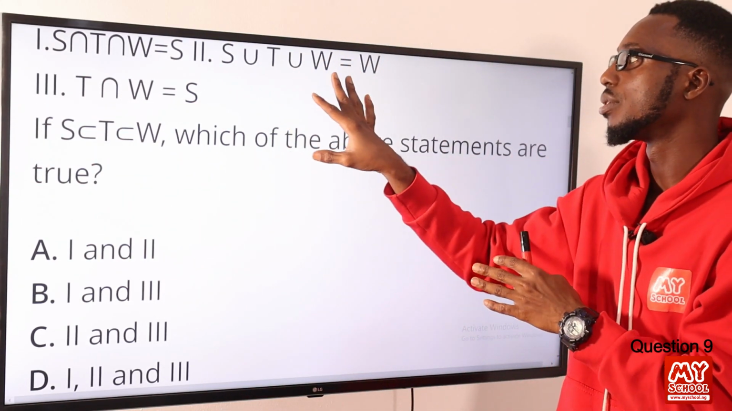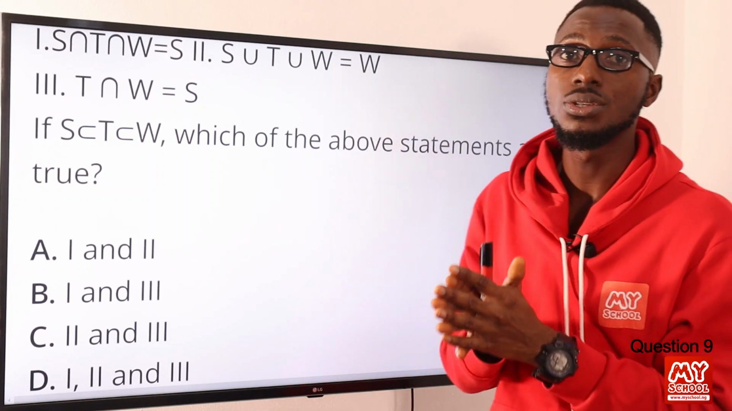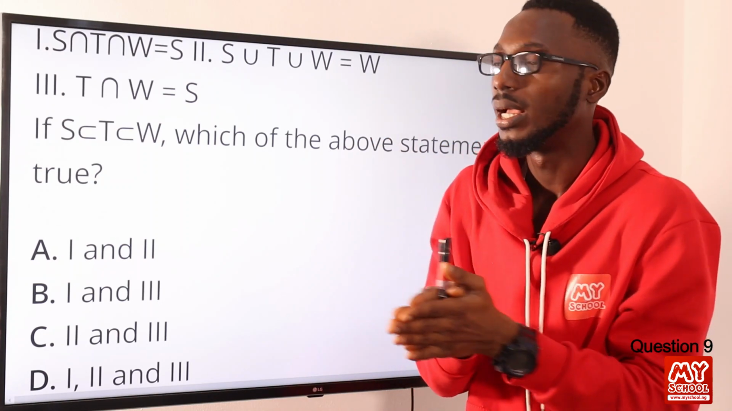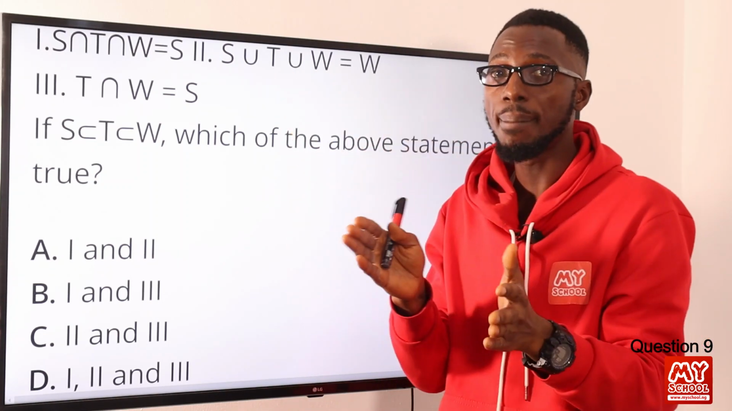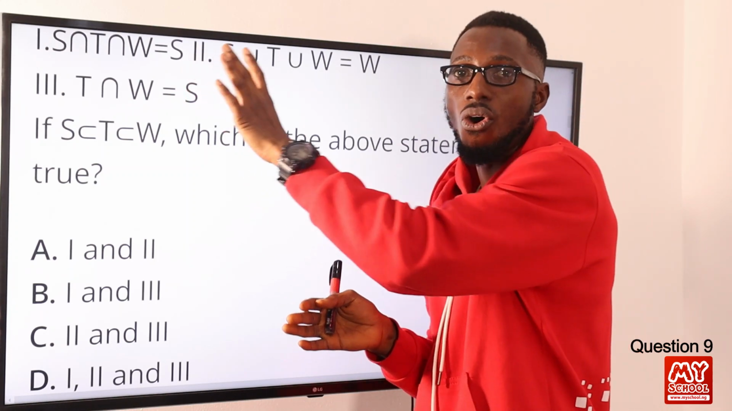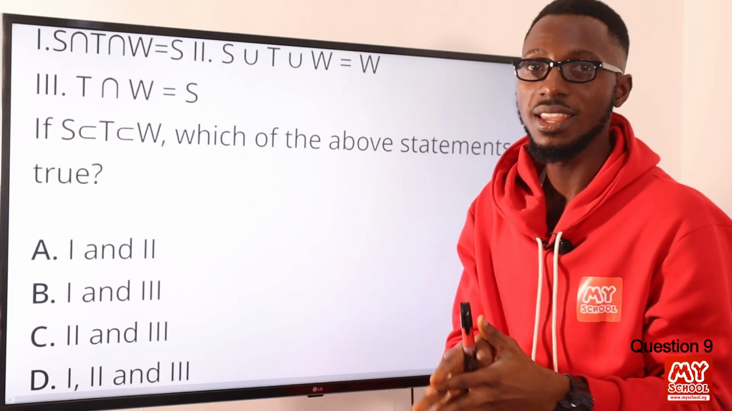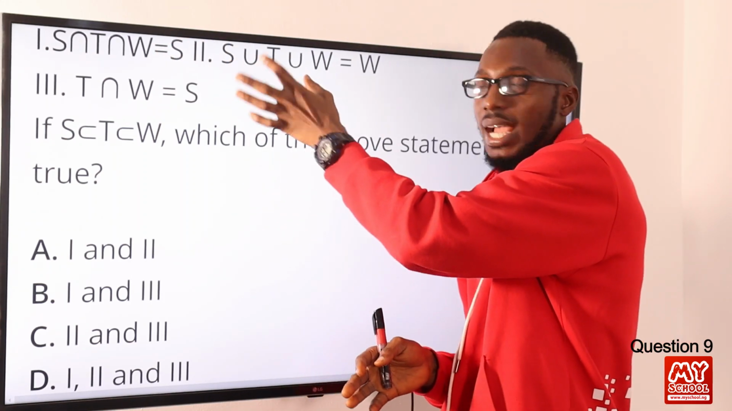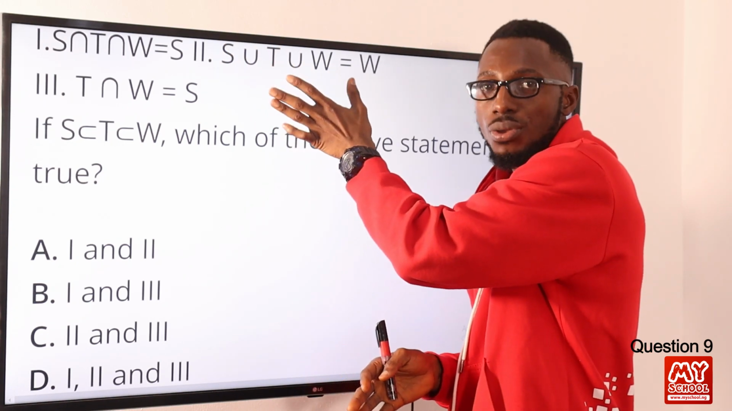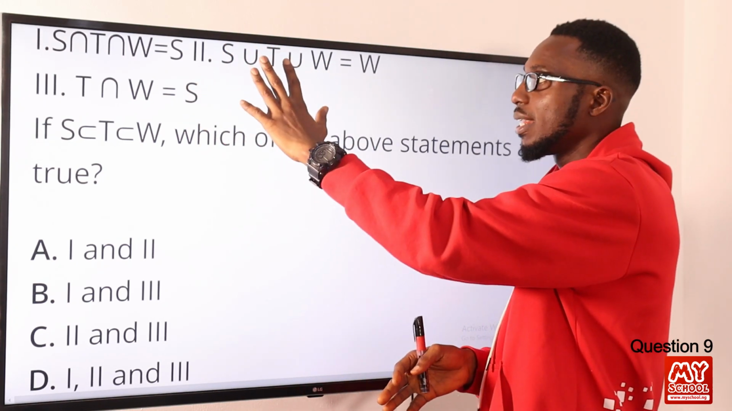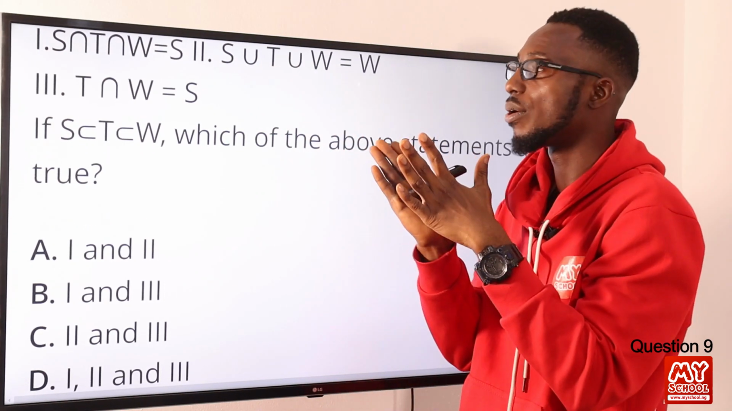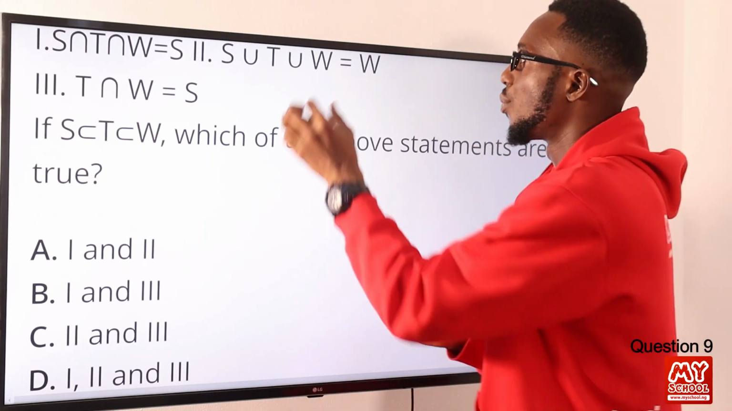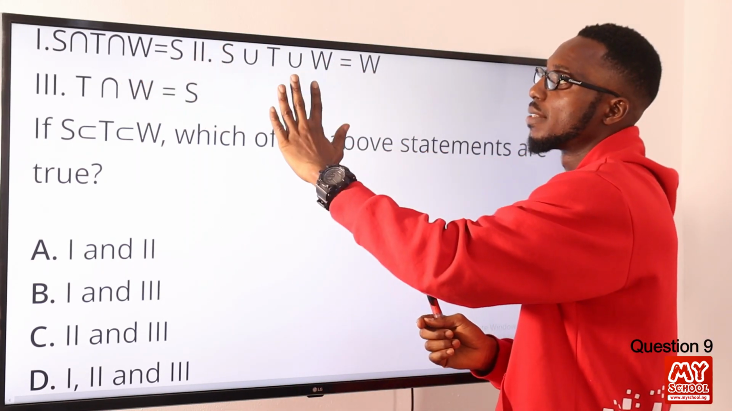S union T union W will give you W, because all the elements you can find in S, you are joining them to what you can find in T, and you're joining them to what you can find in W. Remember that S is a child, a learner to T. So everything S has can be found in T, and everything T has can be found in W. So everything you are seeing here still amounts to W, because you are joining all the elements together. Remember there's no repetition in sets, so you still get this. So this statement is valid.